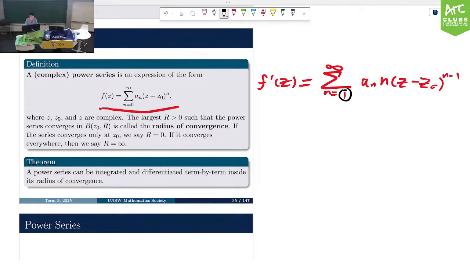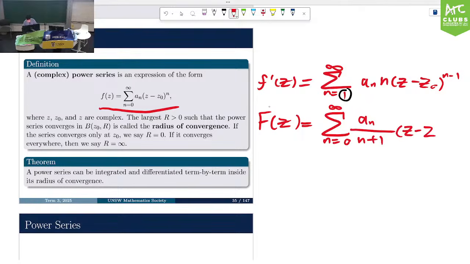Or you can just write out this thing like a0 plus a1 (z minus z0) plus a2 (z minus z0) squared and then differentiate. That might help us to see it clearer. And similarly to integrate, we can find the antiderivative by just integrating each term. So we get the sum from n equals 0 to infinity of an over n plus 1, (z minus z0) to the power of n plus 1.